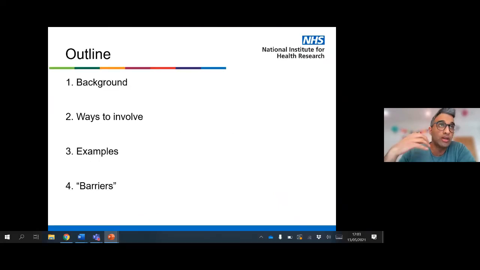I'll also give some advice on how you as a researcher can involve service users and carers. And then I'll give some examples, and then we'll talk a little bit about some of the barriers to involvement.